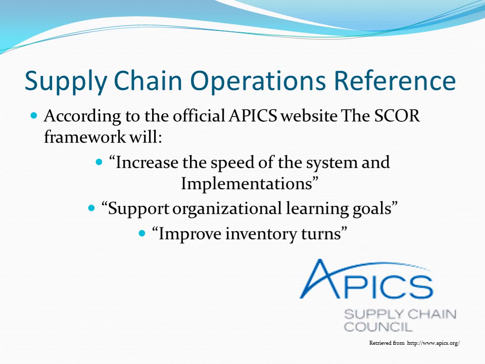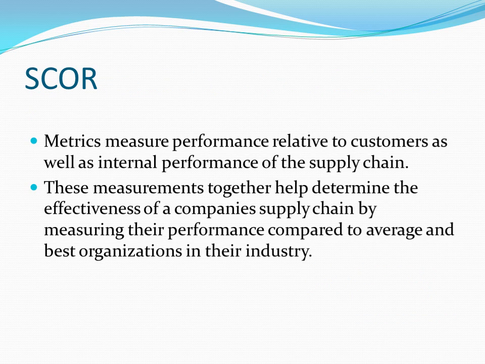According to the official APICS organization website, some of the benefits of the SCOR framework are to increase the speed of the system and implementations, support organizational learning goals, and improve inventory turns. Some of the key features of the SCOR framework include the increased number of members of the SCC organization, which allowed for the establishment of benchmarking services. Metrics measure performance relative to customers as well as internal performance of the supply chain. These measurements together help determine the effectiveness of a company's supply chain by measuring their performance compared to the average and best organizations in their industry.